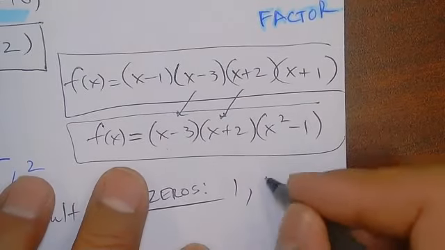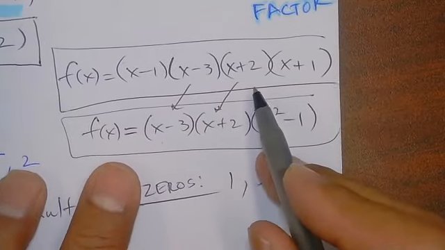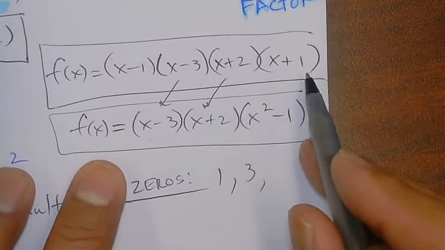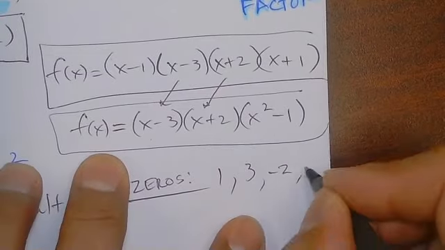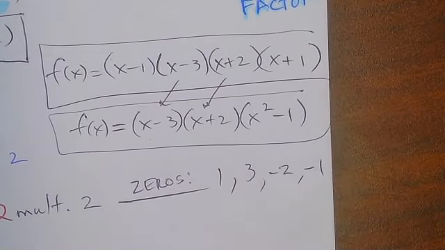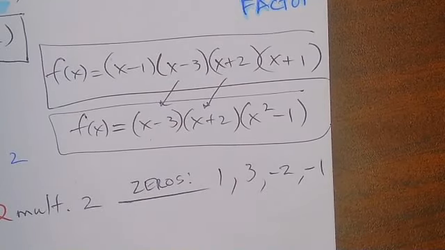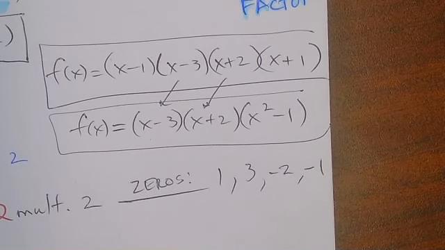Okay, so whatever. And then the zeros, well, for this x minus 1, it's 1. Oh, those are the ones they gave you, right? They gave you the 1, they gave you the 3. So what are the last two? Negative 2 and negative 1. That's it. Okay, we got it?